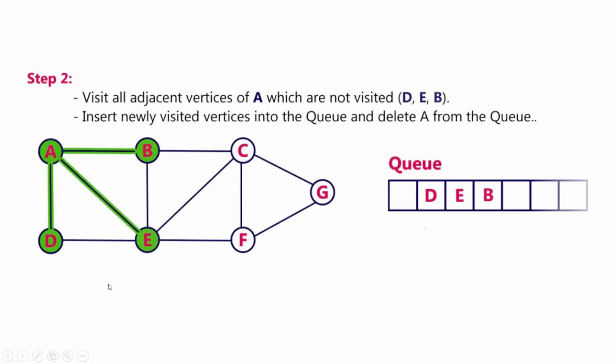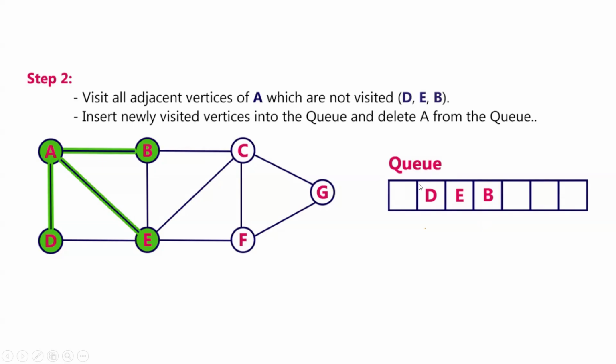So moving to step two. In step two, we can see that we already visited all the adjacent vertices of A which are not visited, right? We can see D, E, B, right? We can take not only D, we can start from B, we can start from E, like we want to take how many adjacents are connected with A. So insert newly visited vertices into the queue and delete A from the queue. Like we want to delete the A again.